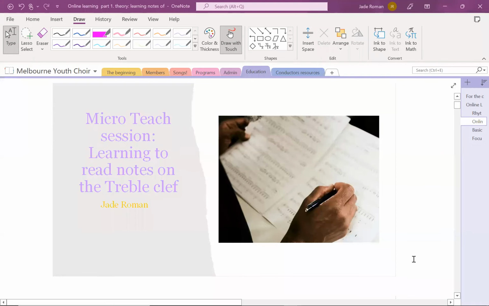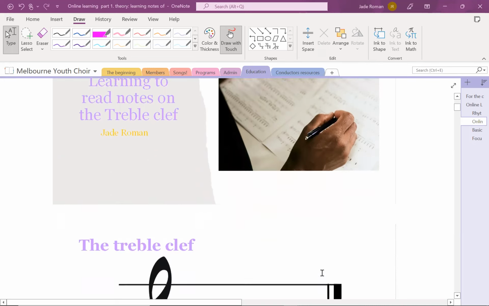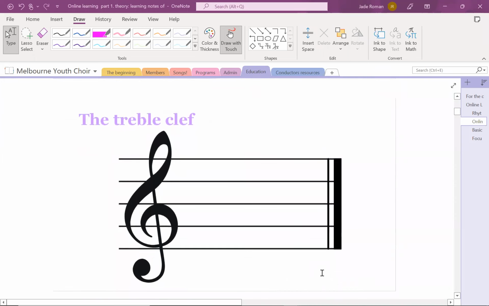So I hope everyone can see. I actually had to do this for uni. We had to do a 10-minute teaching session about something just to practice teaching skills. And I chose teaching sheet music because of course I did.